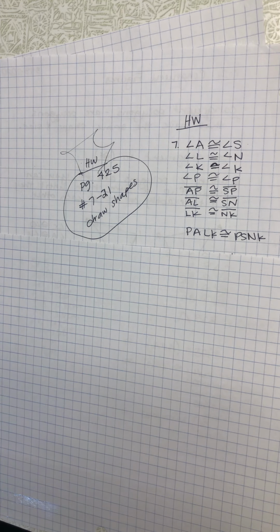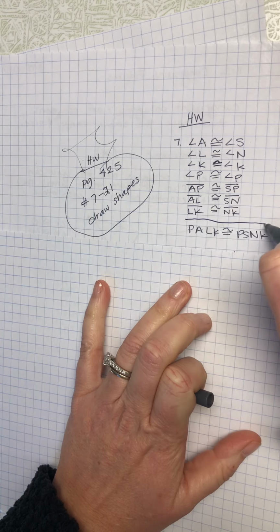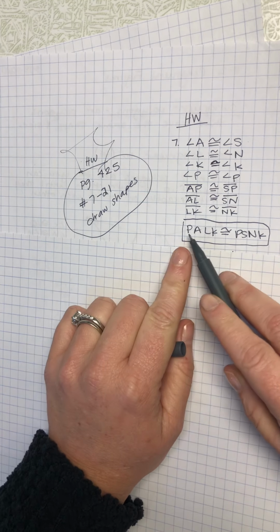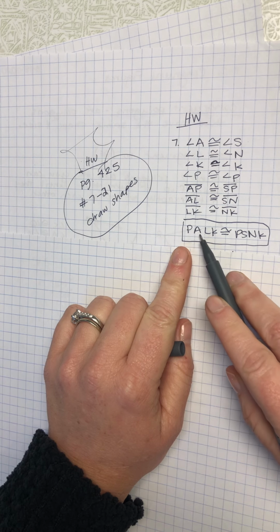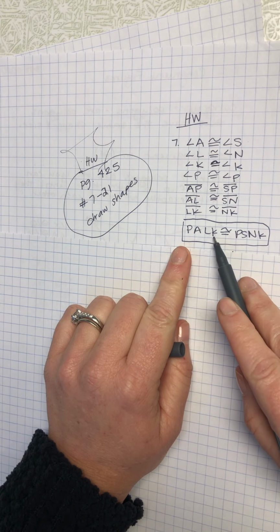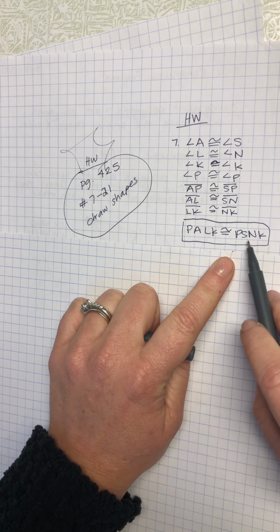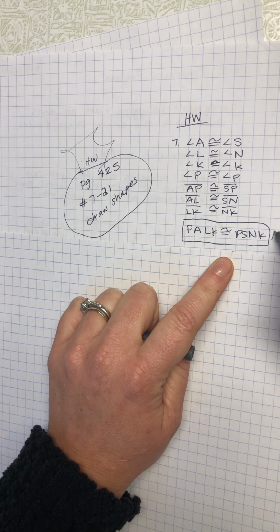For number 7, there were 2 connecting shapes, and it asked you to come up with a statement. The actual answer is this statement here. Picking the right order of the shape. So P-A-L-K, if that's where we started and went around, we need to do the same for the second. So P-S-N-K. This is the answer here.